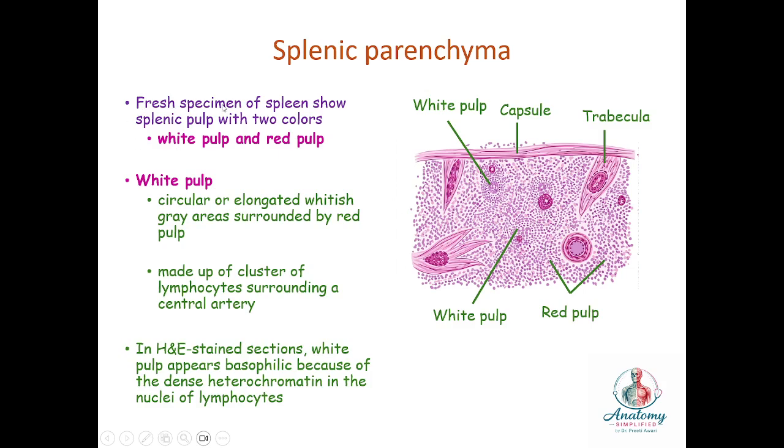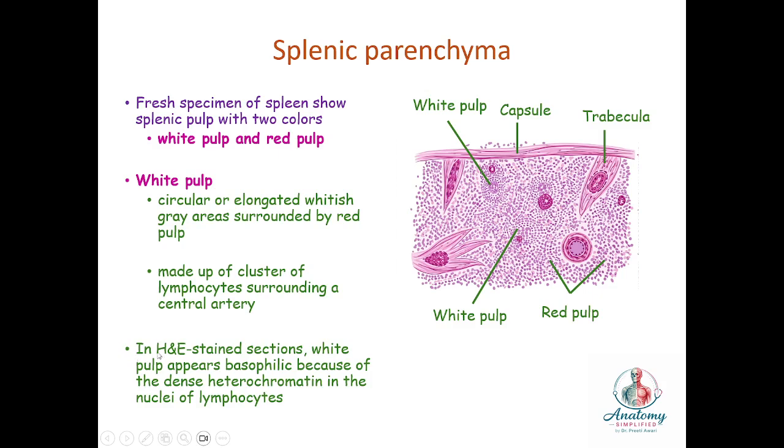In a fresh specimen of spleen, we can see two types of pulp, a white pulp and a red pulp. Now we will try to understand the white pulp. White pulp is a circular or elongated whitish gray colored area surrounded by red pulp. The white pulp is made up of a cluster of lymphocytes surrounding a central artery.